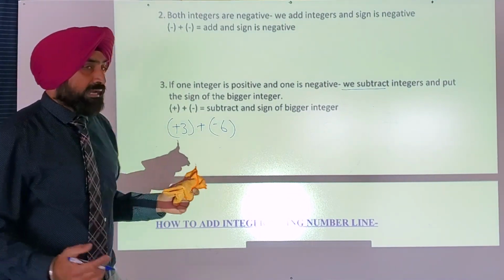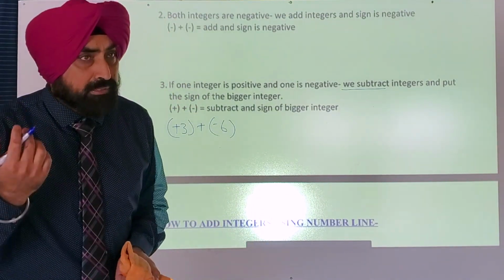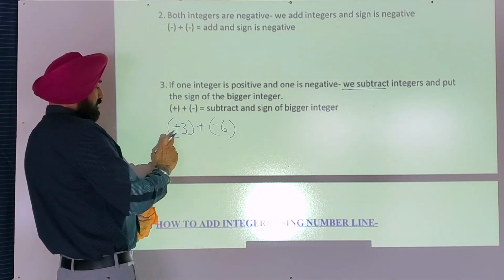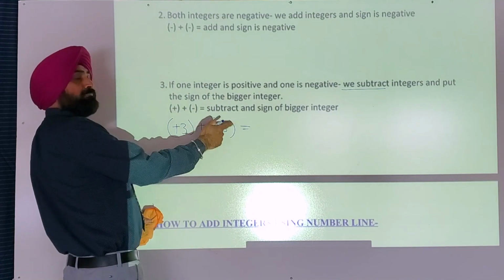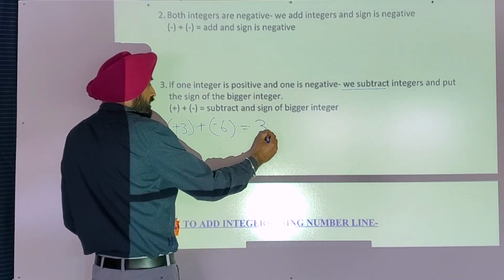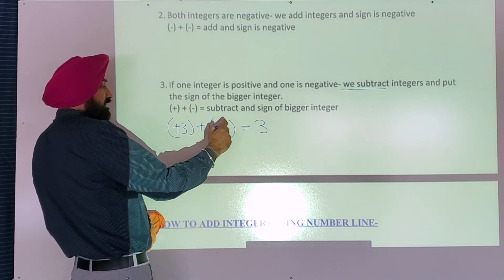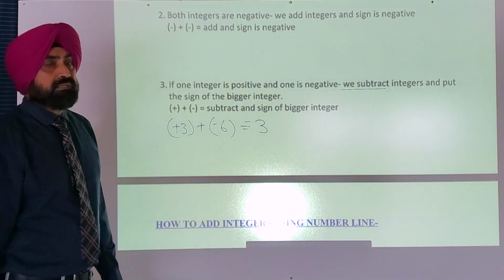And what sign will we put with the result? We will put the sign of the bigger number. For example, positive 3 and negative 6. One positive, one negative, we subtract. So subtract the smaller from the bigger. 6 take away 3 is 3. And 6 is bigger than 3. 6 has a negative sign, so that will be negative 3. So one positive, one negative, we will subtract.